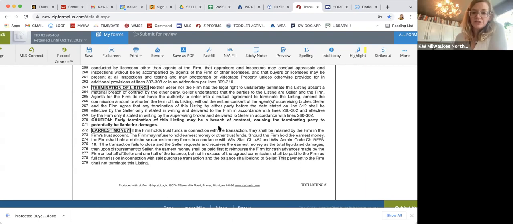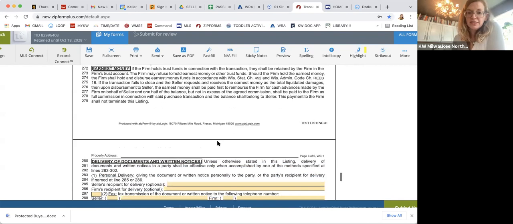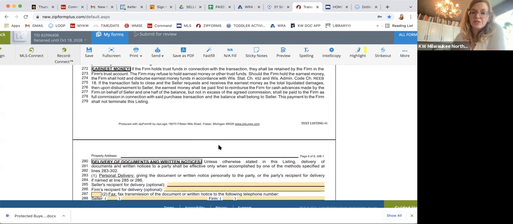Earnest money. If the firm holds their trust funds in connection with the transaction, they shall be retained by the firm in the firm's trust account. And the firm may refuse to hold earnest money or other trust funds. I'm going to stop there because we do hold on to earnest money. It goes on to state that if there is a firm that does not have a trust account, that different agreements might need to be put in place for how earnest money is dispersed.